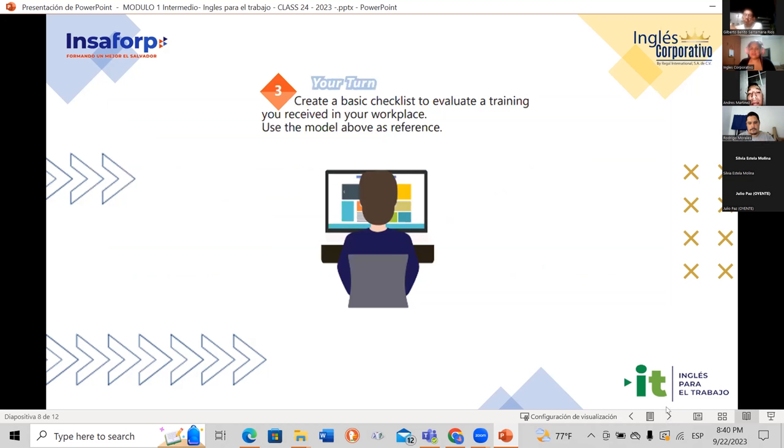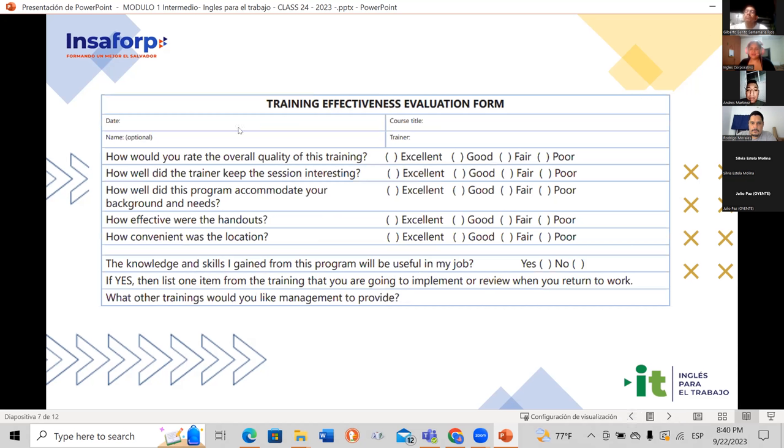Now we're going to create a checklist, okay? Evaluating a training that you have received in your workplace. You can use the model that we have here, and you can add more information. For example, let me see, Rodrigo, when did you receive the last training? Do you remember? Maybe about 5 months ago. Okay, 5 months ago. Do you remember the topic? Leadership fundamentals.